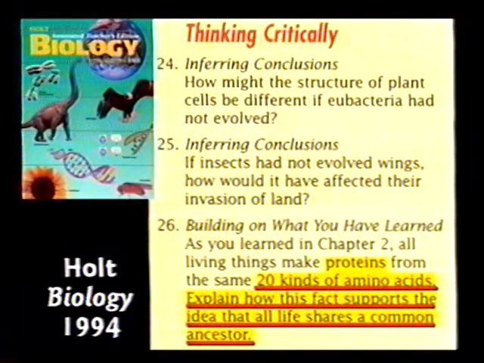But they tell the students to think critically. Here we go again with this critical thinking. Now watch this here. Number 26. As you learned in chapter 2, all living things make proteins from the same 20 kinds of amino acids. That's true. Explain how this fact, that's a good fact, supports the idea that all life forms shared a common ancestor. No. That's like saying, you know, all books written in English have the same 26 letters.